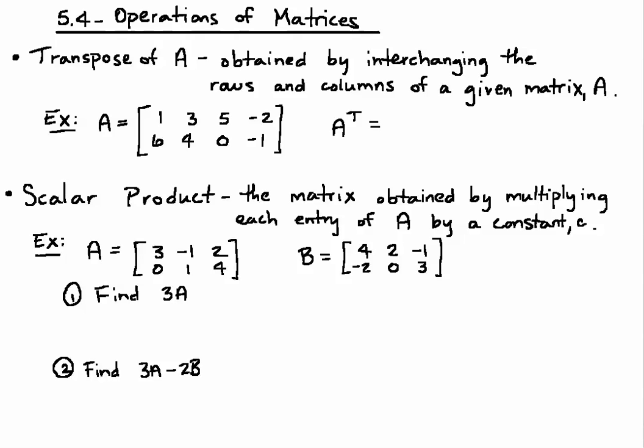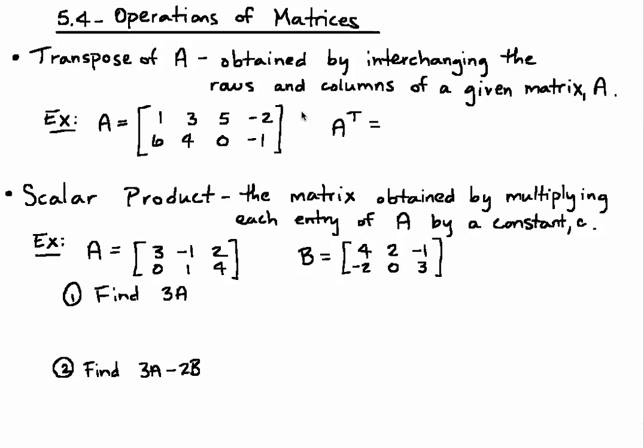Two more topics remain in section 5.4. The first involves the transpose of a matrix. This is obtained by switching the rows and the columns of a given matrix A, and it's denoted by A superscript capital T. That's transpose of A.